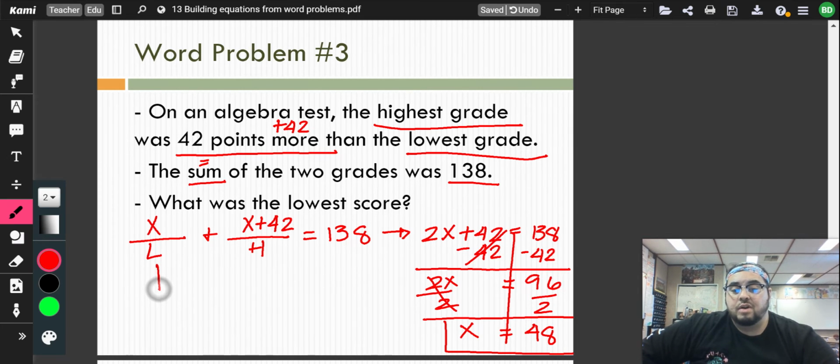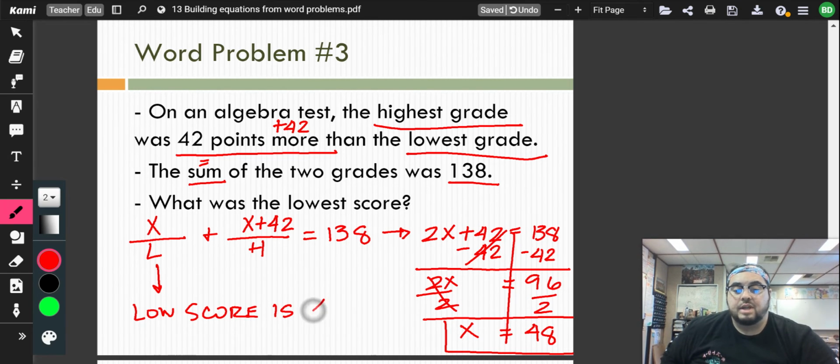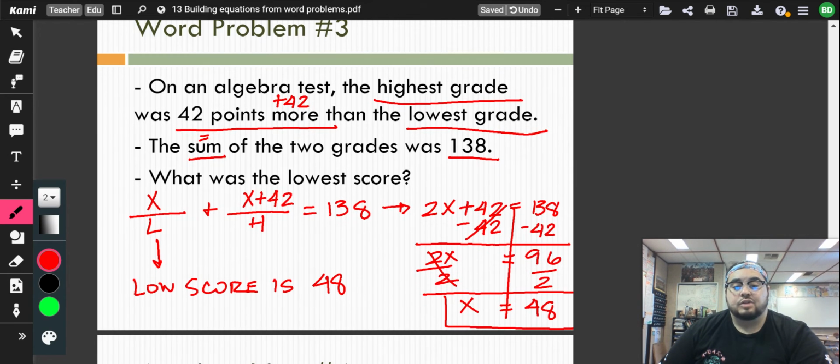So the lowest score is represented by X. So because X is 48, the lowest score is 48. Okay, and then I've actually answered the question. Okay, let's go on to our next example.